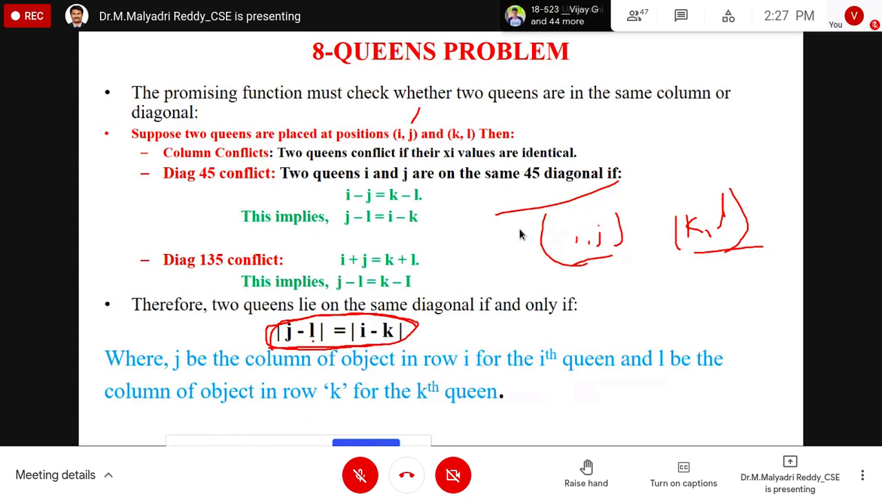Yes, sir. So on that way, if any conflicts occur, then I have to check whether an alternative cell is free or not. If a free cell is available, then simply move the queen to that place. If not available, simply apply backtracking.